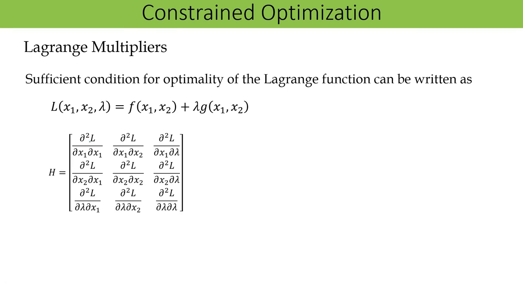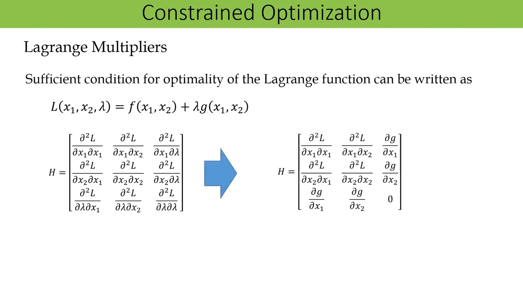So the first term is del square L by del x1 square, then del square L by del x2 del x1, del x2, and this is del square L by del x1 del lambda. Okay, so similarly I can also write the other terms. So this is the Hessian matrix, and if I simplify it, this portion is basically coming from the objective function, the unconstrained function, and these additional terms are coming from your equality constraint.